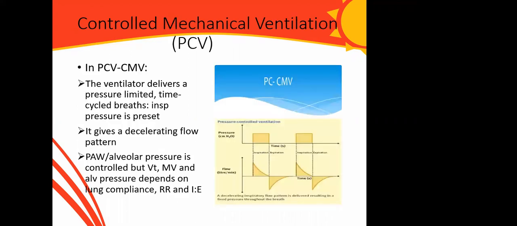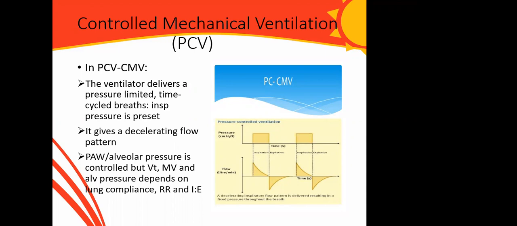All right, in pressure control, what we mentioned before is volume control. Like I mentioned, controlled mechanical ventilation can actually be volume control, where the ventilator delivers a preset tidal volume. In pressure control, the ventilator delivers pressure limited, time cycled breaths. Here, it is the inspiratory pressure that is preset. And if we have time, we're going to look at some ventilator waveforms.